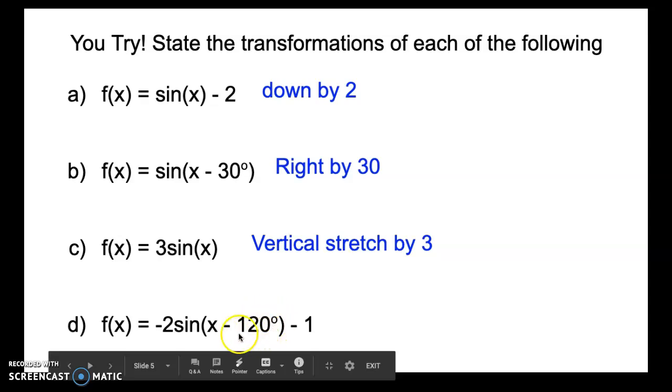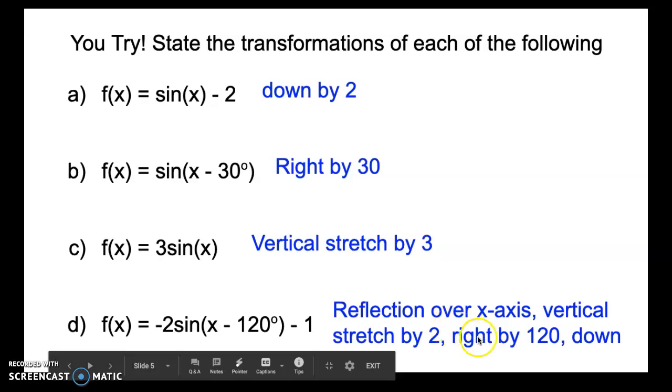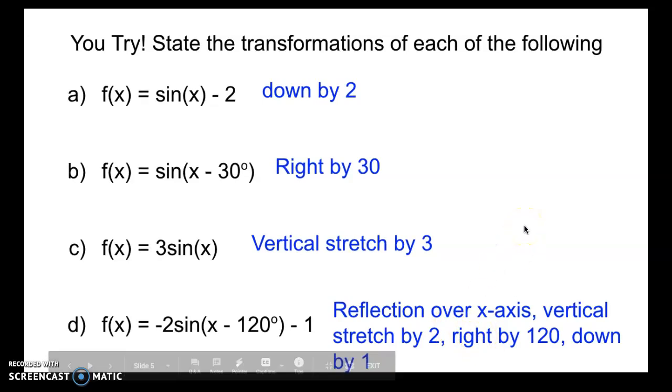We've got negative 120. It's negative, so it's going to do the opposite of what you want it to. It's going to go to the right by 120 degrees. And at the very end, we have the negative 1, which moves it down by 1. So there is the final list of transformations. I do want to see you using these terms, things like reflection, vertical stretch. You can say shifted, you can say transformed or translated to the right and left, or down, up and down.